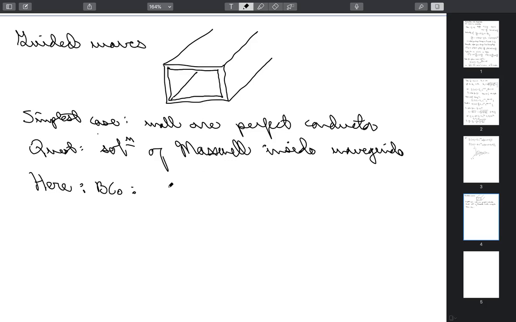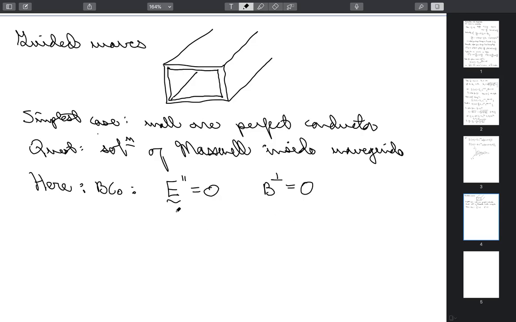We know that the electric field parallel to all the surfaces has to vanish. And we also know that the perpendicular component of the magnetic field, so the component normal to the surfaces, also has to vanish. Okay, this is the result essentially of rewriting our Maxwell equations in terms of boundary conditions like this. So how are we going to go further?